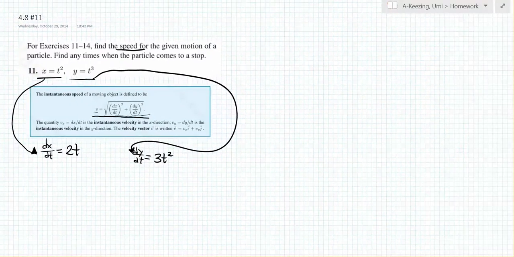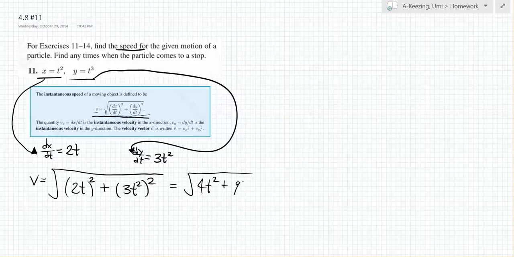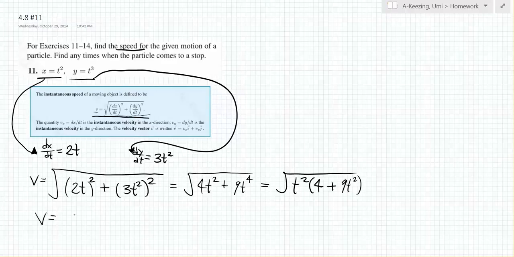Now we just plug these terms we found into our formula. So v equals root, and then dx dt is 2t squared plus, and dy dt is 3t squared all squared, which is root 4t squared plus 9t to the fourth. You could stop here if you want, but I'll simplify it to t squared times 4 plus 9t squared. So v equals t, just take it out of the radical, times root 4 plus 9t squared.